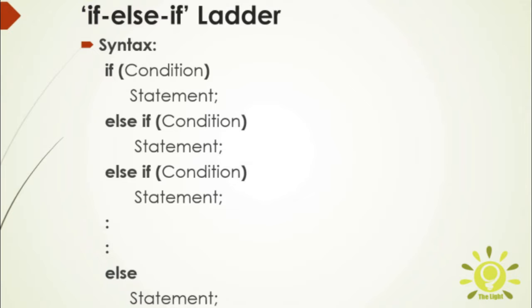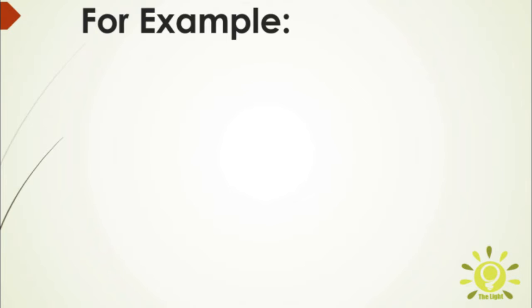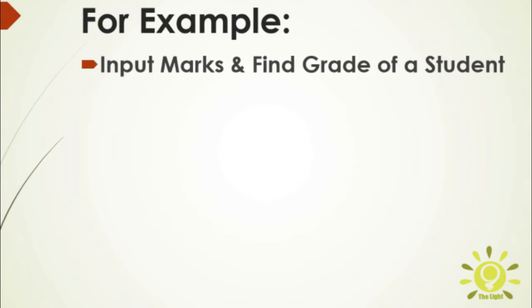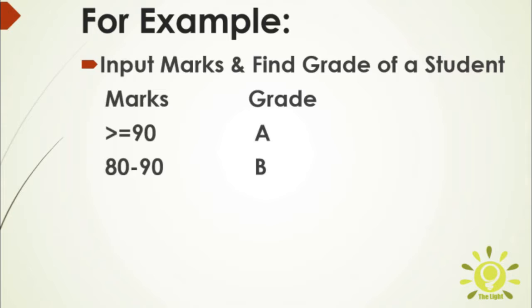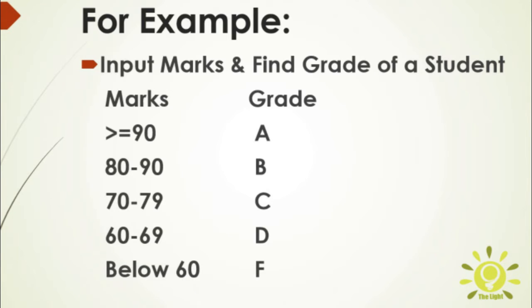Basically if-else-if is used when you have multiple choices and you want to execute one of them on the basis of a condition. So here we take an example: input marks and find the grade of a student. If the student's score is greater or equal to 90 marks, it will show A grade, 80 to 90 it will show B, 70 to 79 it will show C grade, 60 to 69 it will show D grade, and below 60 it will show F grade.